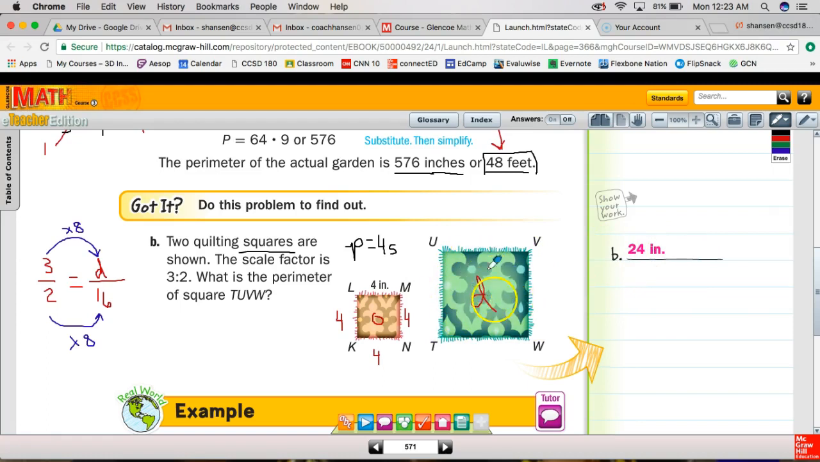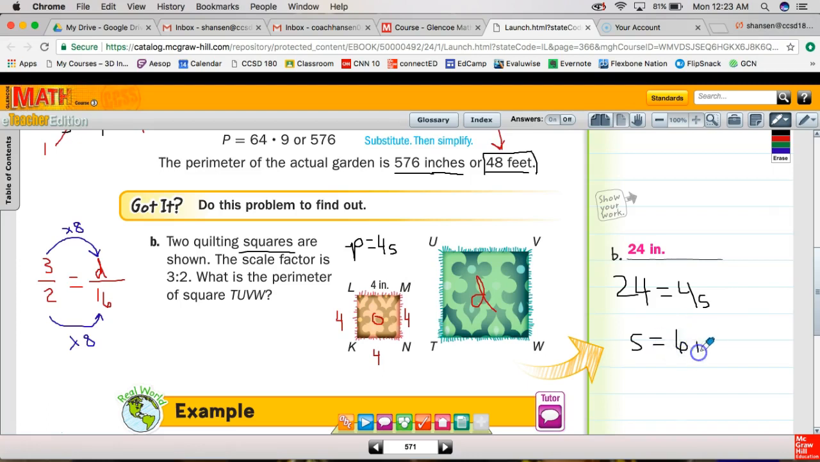Now, if I want to step further, and I think it's worth showing you this because it can show you where the scale factor came from. Let's say it was also asking you for one of the side lengths of a square. Well, I'm simply going to use this perimeter formula and work backwards. So if my perimeter is 24, which I just calculated, I'm going to have 24 equals 4s, and that's a one-step algebra problem. I'm going to divide both sides by 4, and I'm going to get s equals 6, which means 6 inches.